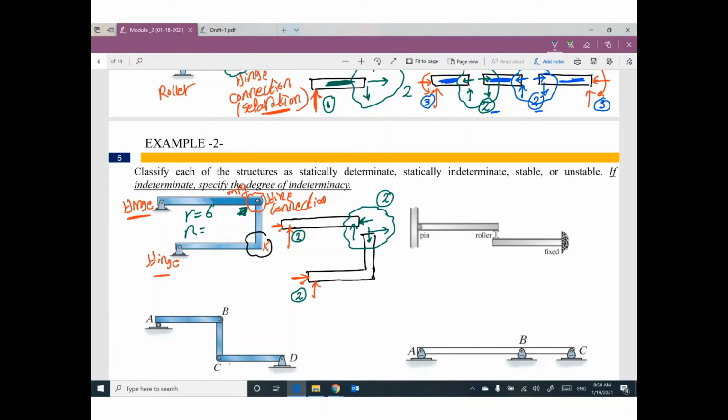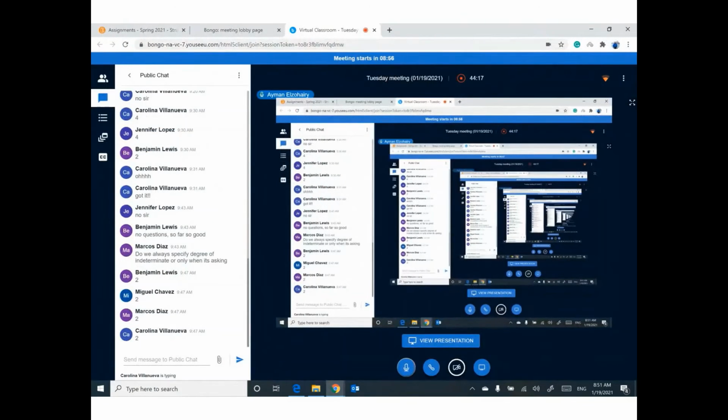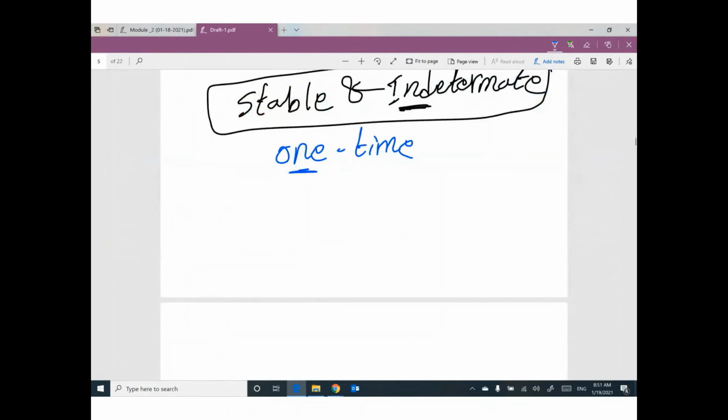What is the number of N? How many parts do you have? Any answer? What is the value of N in this example? How many parts, after separation, do you have? 2. Thank you. Yes, 2. This part and this part. So N equals 2.